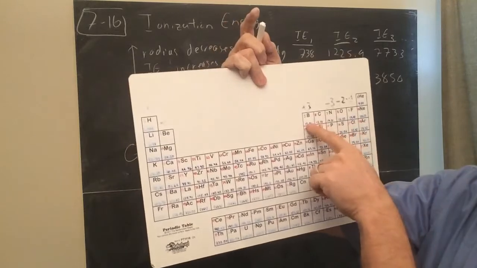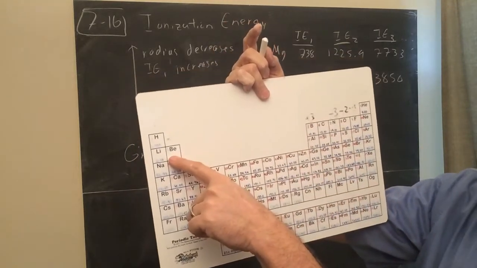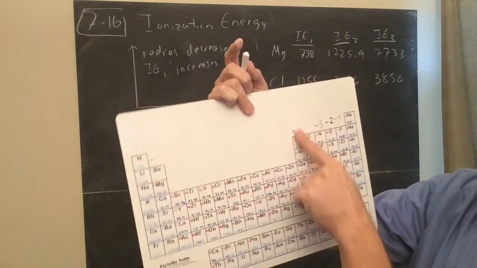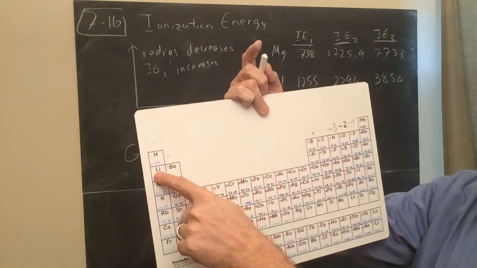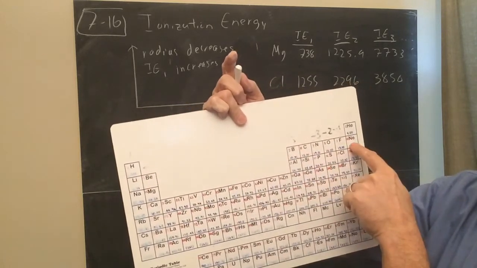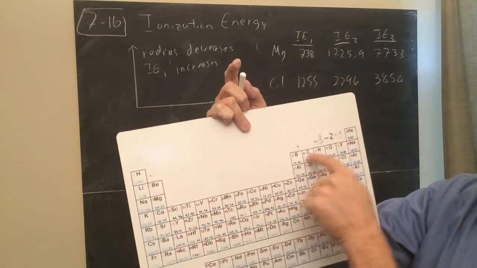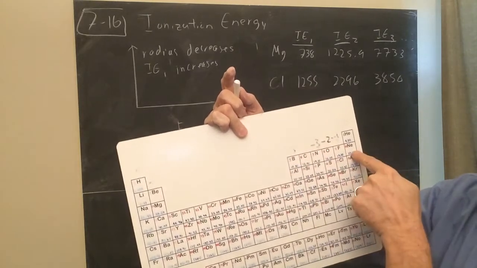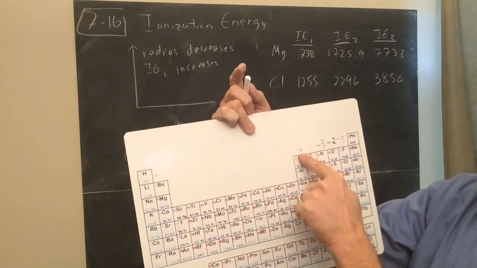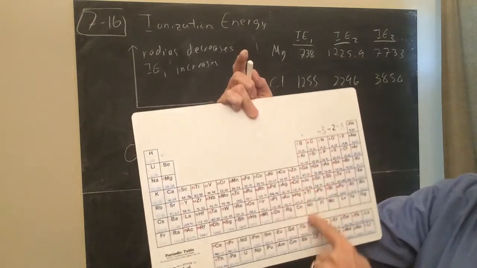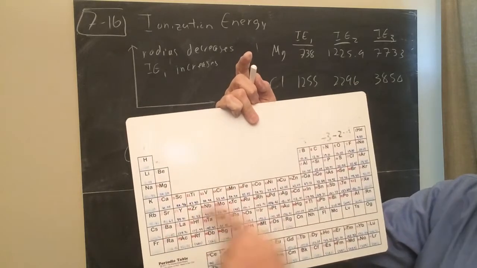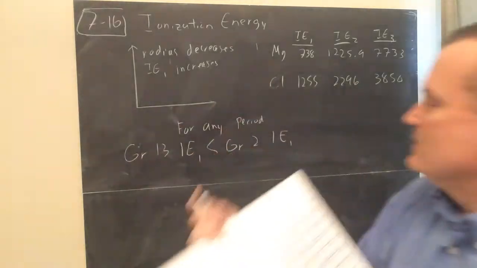So let me use an example of boron and beryllium right here. You would expect lithium to have a low ionization energy and neon the highest, so it gets higher, higher, higher. Smaller atom, higher ionization. But one trend is an exception to the rule: boron is lower than beryllium.